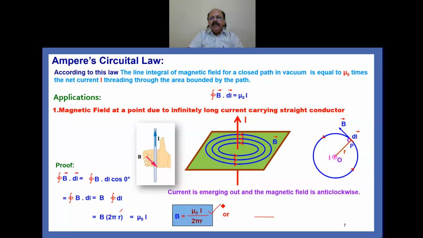Just to make the calculation easy, we multiply the numerator as well as the denominator by 2. Then the final equation becomes mu naught upon 4 pi times 2I upon r. We already know the value of mu naught upon 4 pi, that is 10 to the power minus 7. So by using this formula, the calculation becomes easy for concept based questions and numericals.